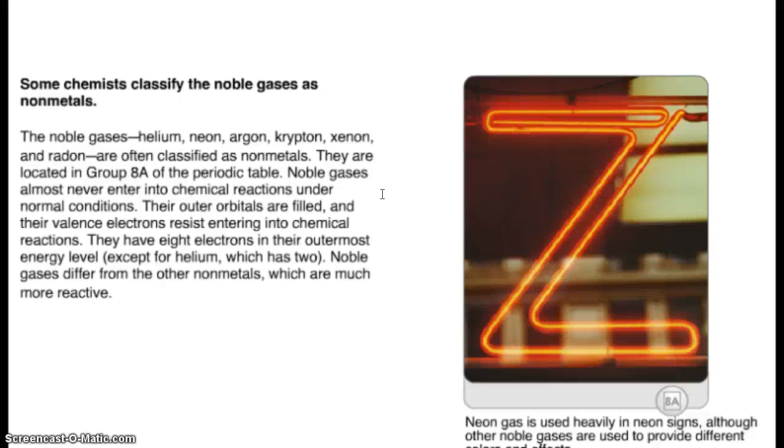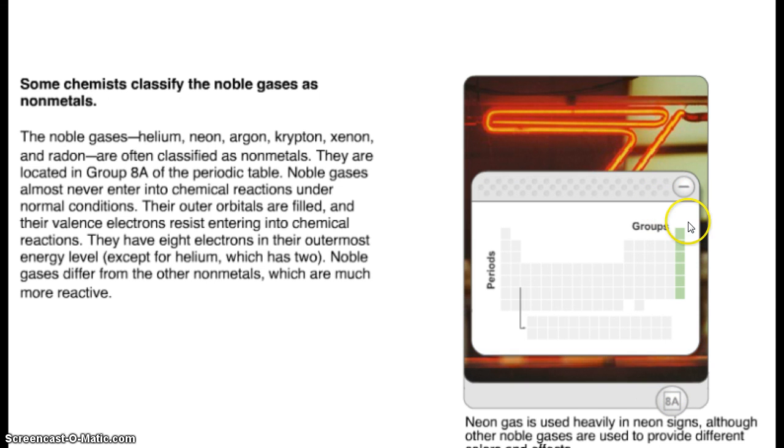They have 8 electrons in their outermost energy level, except for helium, which has 2, and that gives it its full outer shell. Remember, the reason helium only needs 2 is because it's so tiny, it only has that one orbital, and the first orbital fills up after you have 2 electrons, whereas the other orbitals take 8 to fill up.